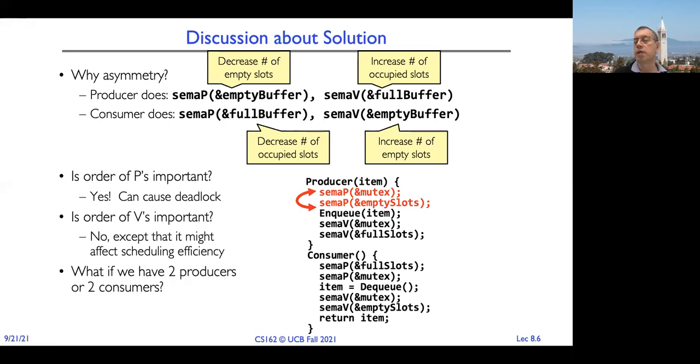What if you have 2 producers and 2 consumers? Do you need any changes to this code? I mean, to the previous code, which is working, not to this one. So assuming that somehow P and mutex and empty slots are not reordered, do you need to make any changes to this code if we have 2 producers and 2 consumers?